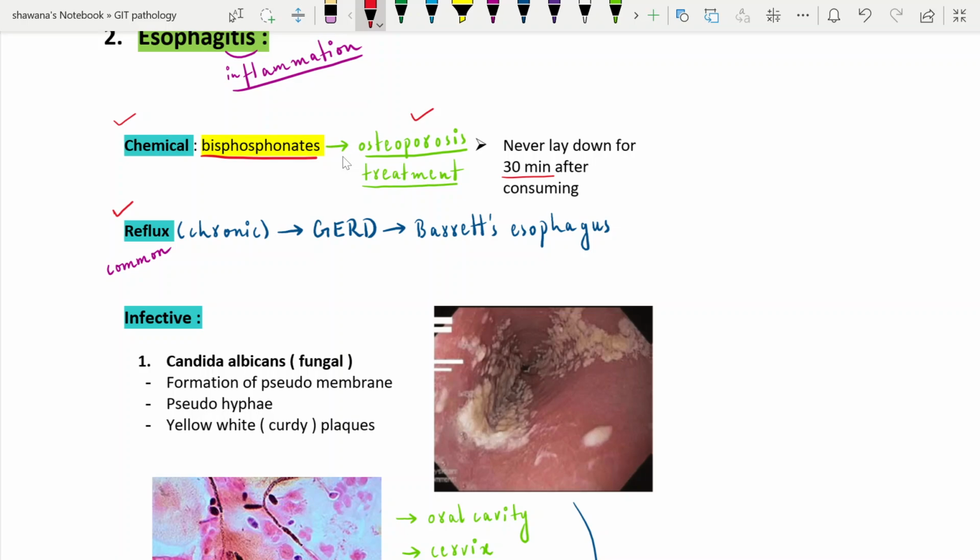Reflux can be acute and chronic. More often, we all suffer from reflux when we have tea or coffee or a small amount of alcohol. Acute reflux is okay. But chronic reflux can lead to GERD, gastroesophageal reflux disease, and ultimately to Barrett's esophagus, which we'll discuss in the next lecture. But believe me, reflux is also one of the causes of esophagitis.